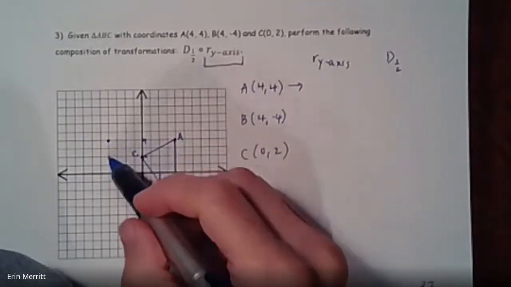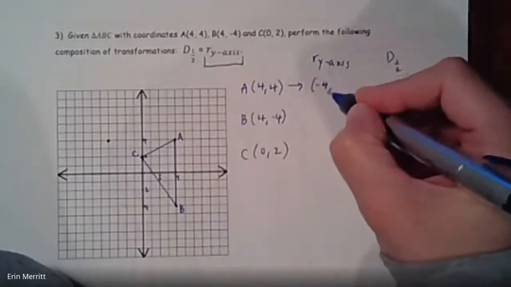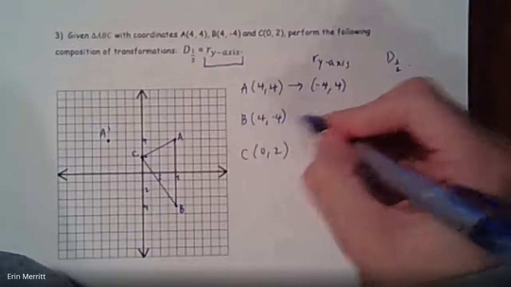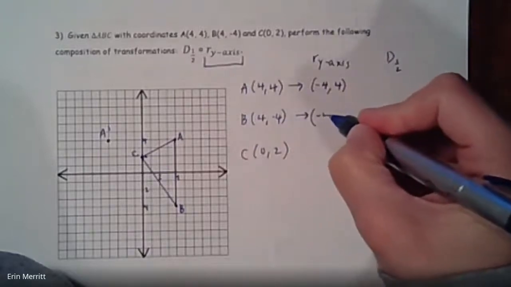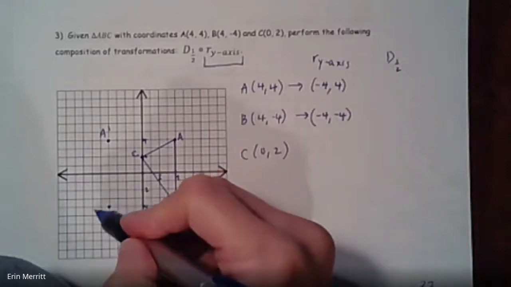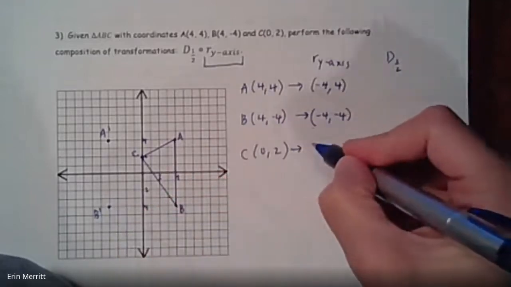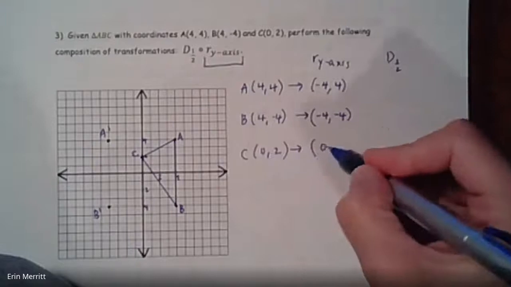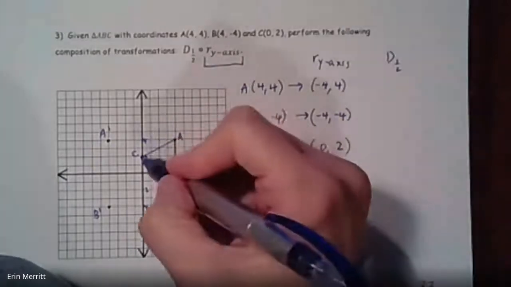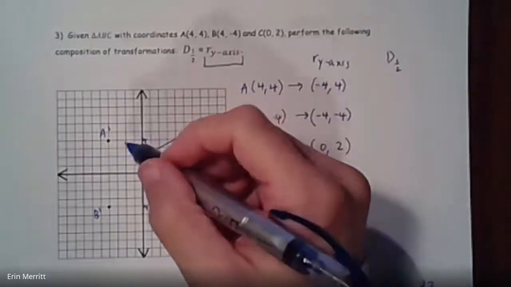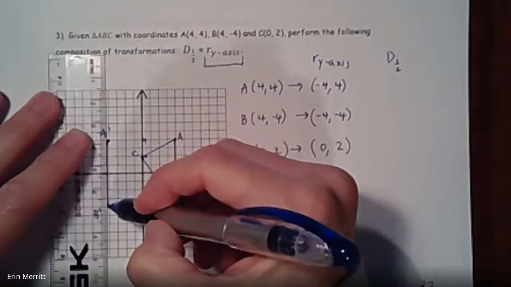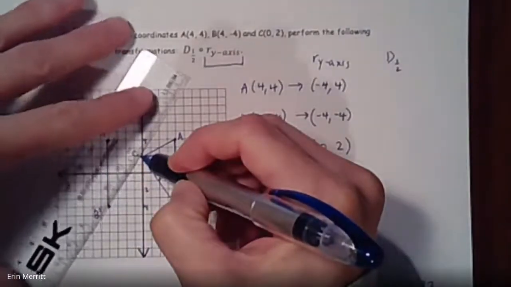The x changes and gets negated. The y value stays the same. So here's my little A prime. B prime, play the same game. X gets negated, y stays the same. And then C prime, x gets negated, which really stays at 0. Y stays the same. And now that point, if it doesn't move, that means it's invariant. All right, that's the vocab term that should come to mind.